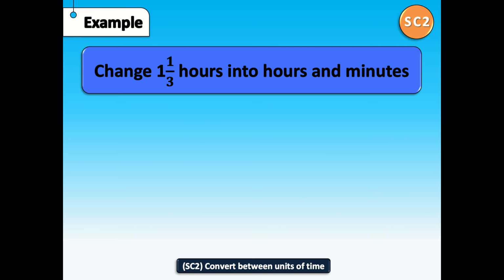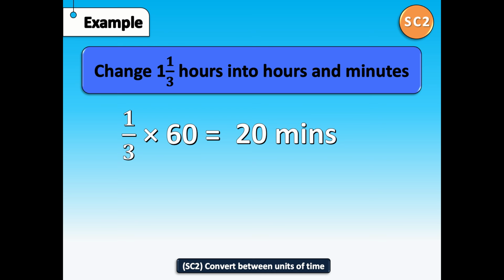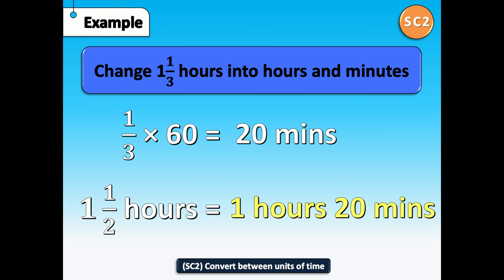This time we want to change 1 1/3 hours into hours and minutes. Well, we've got 1 hour and we've got 1/3 of an hour. So 1/3 of an hour would be 20 minutes, because 1/3 times 60 is 20. So we've got 1 hour and 20 minutes.